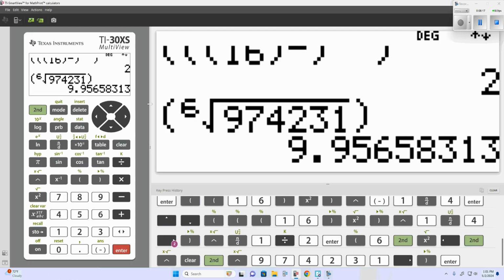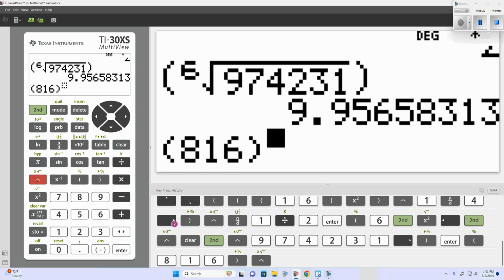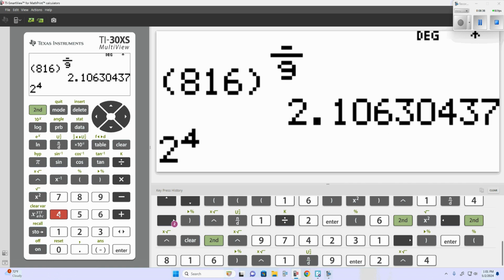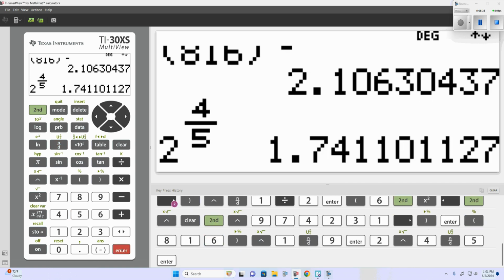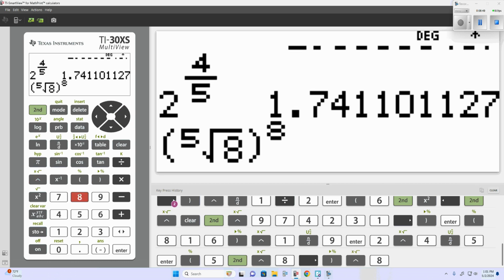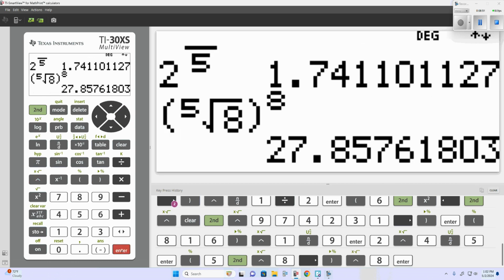816 to the 1/9. Parentheses 816 to the, so 2.1063. That's it. Number 11, 2 to the 4/5, 1.7411. And lastly, parentheses, 5th root of 8 to the 8th is 27.8576.